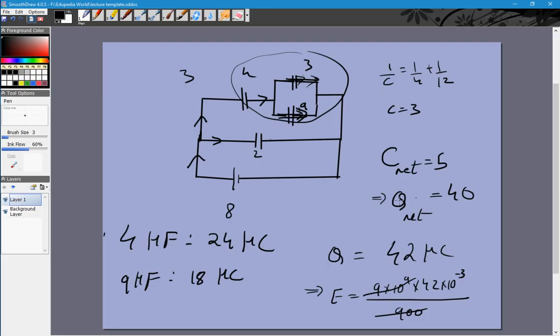That would be millicoulomb. Microcoulomb is 10 to the power minus 6. So this gives me 10 to the power 7 and 10 to the power minus 6 gives me 10. 42 into 10 gives me 420 as the final answer. So the answer to this will be option 3.